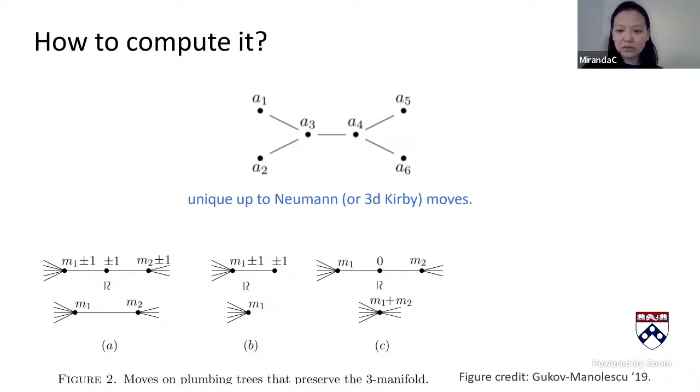It's unique up to the so-called Neumann moves, or the 3D Kirby moves, which consist of the composition of these moves that I draw below. The idea is that from different plumbing graphs, you could obtain different four-manifolds with the same boundary three-manifolds. That's why it gives rise to the same three-manifolds. So there's some discrete and manageable redundancy of the graphs.